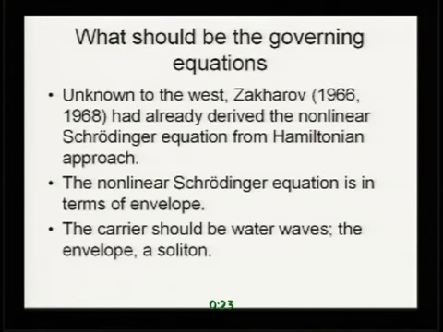All this was fine, but they didn't know in Russia, Zakharov, Vladimir Zakharov. In 1966 and 68, he derived this nonlinear Schrödinger equation totally independent of the shallow water equation. He derived this from a Hamiltonian. It's much more elegant and much more complete. And that was published in the Russian literature.